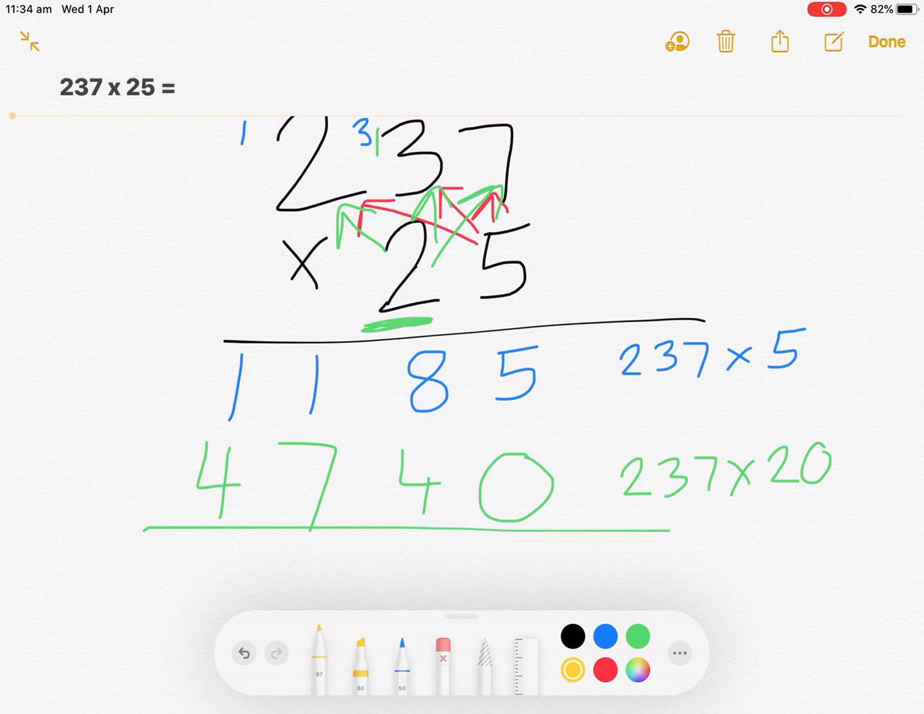So just like a normal addition algorithm, 5 plus 0 is 5. 8 plus 4 is 12. Put the 2 down, carry the 1. 7, 8, 9. And 4 and 1 is 5. 5,925. So doing an algorithm with a 2-digit multiplier, you basically times by your ones number, in this case it was by the 5, then you times by your tens number, in this case it was a 2 for 20, and then add those two values together.